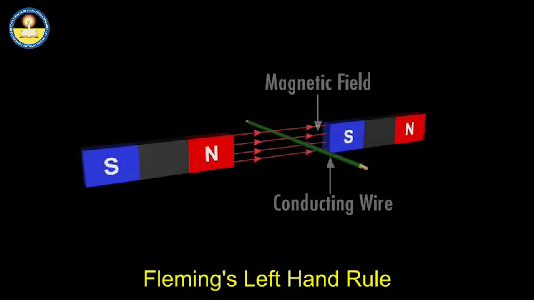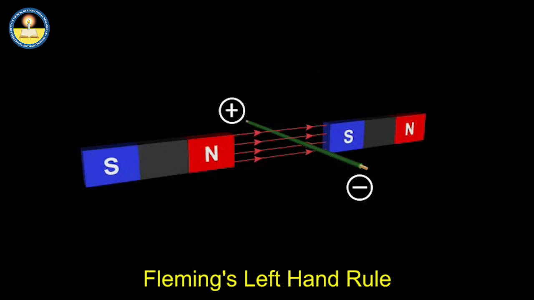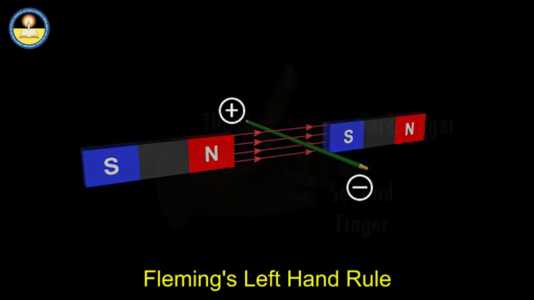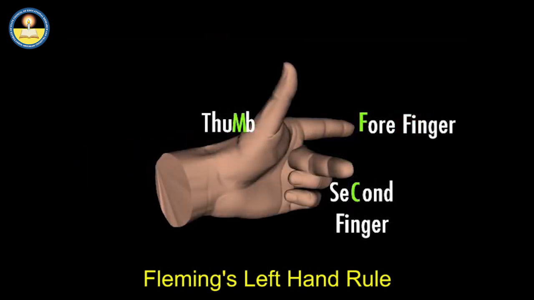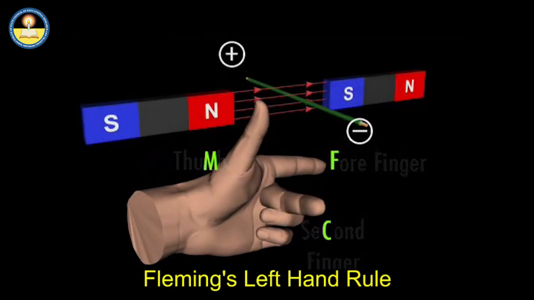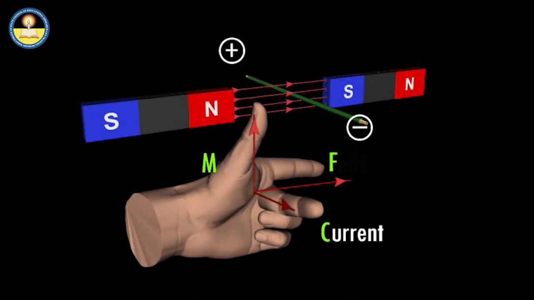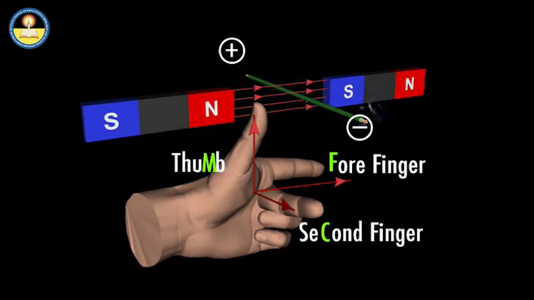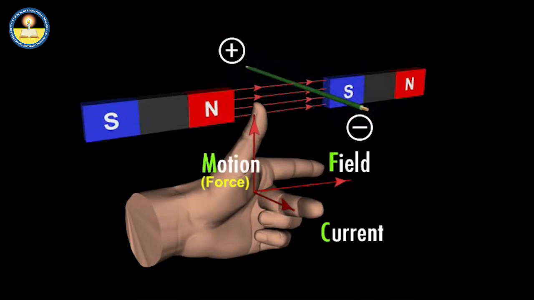The direction of maximum force experienced by the current-carrying conductor placed in a uniform external magnetic field can be obtained by Fleming's left-hand rule, according to which, if we stretch the thumb, forefinger and the second finger of a left hand perpendicular to each other, such that the second finger is pointing in the direction of the current, forefinger is pointing in the direction of the magnetic field, then the thumb represents the direction of force, which is perpendicular to the direction of current as well as the direction of the magnetic field.